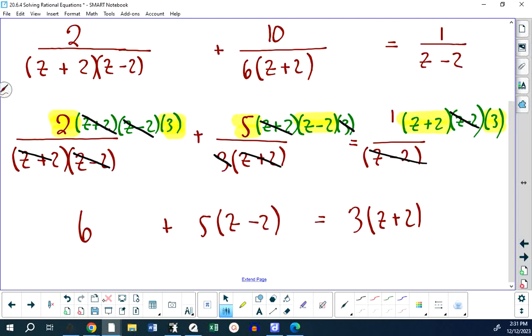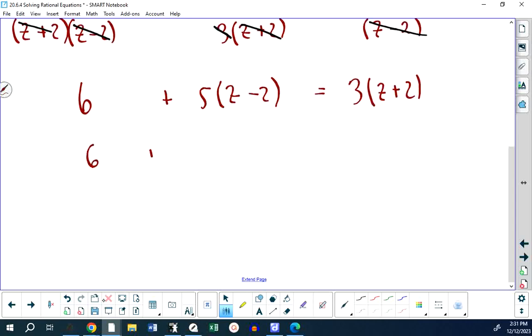2 times 3 is 6. Gone, gone, gone, gone. 5 times z minus 2. It looks okay. And now this is a grade, well, grade 10 is being generous. It's a grade 9 equation. It's going to be linear. It's not even quadratic. 6 plus 5z minus 10. I'm just doing a bit of distribution there. Equals, same thing here.